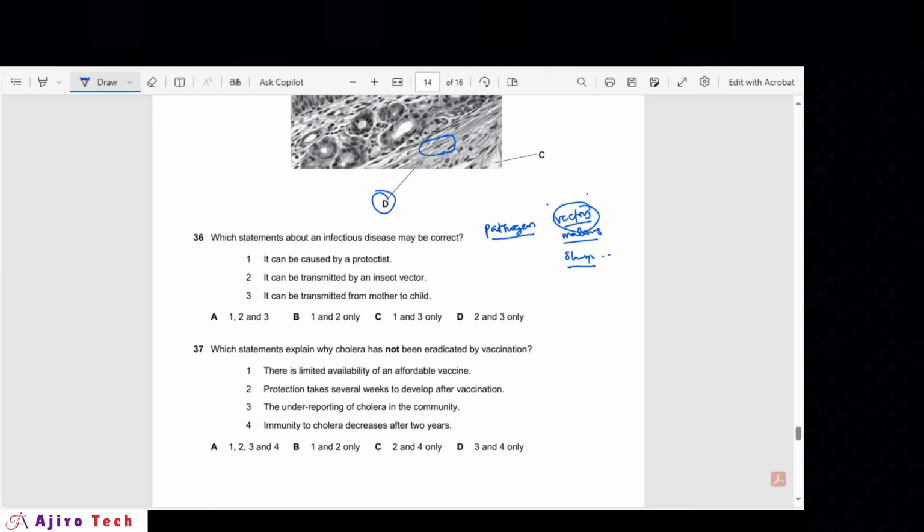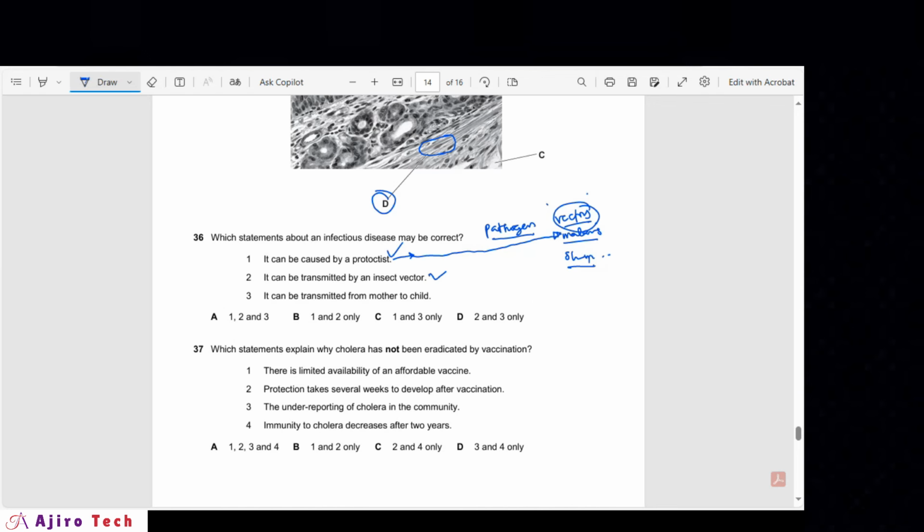So let's go on. It says it can be caused by a protoctist, right? Yeah, like I just mentioned, malaria. Malaria is caused by a protoctist. So it can be caused by a protoctist. Next: it can be transmitted by an insect vector. Transmitted, not caused. Yes, that's correct. If this had been caused by an insect vector, that would have been wrong. But transmitted by a vector, yes. It can be transmitted from mother to child. It's possible.